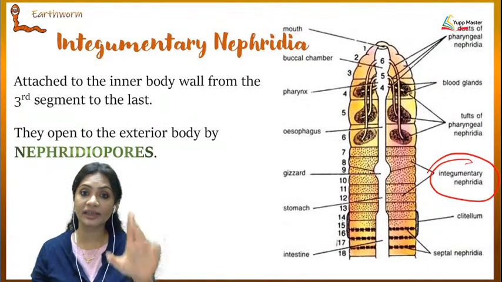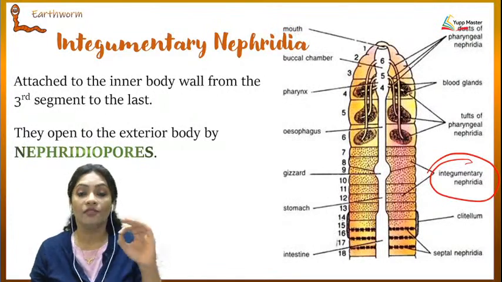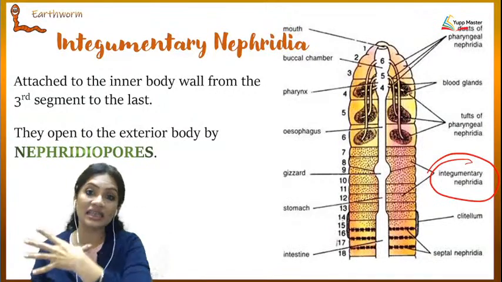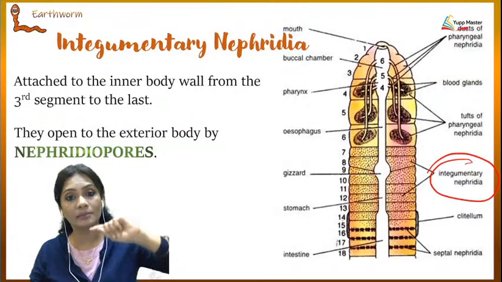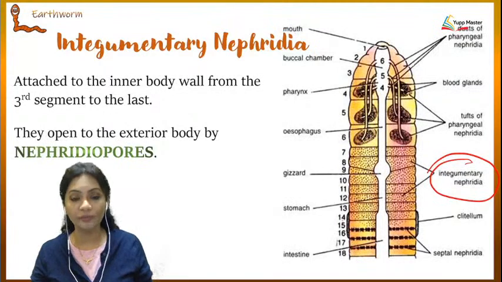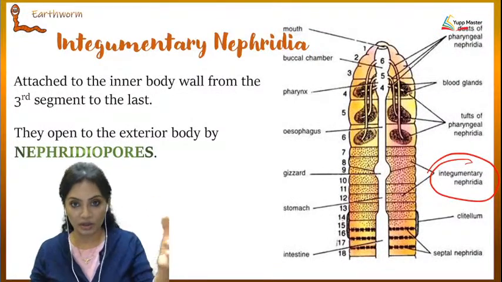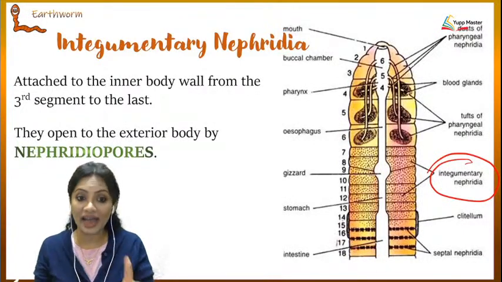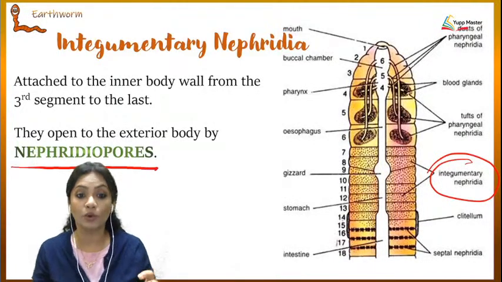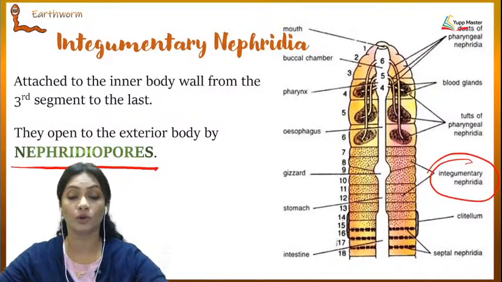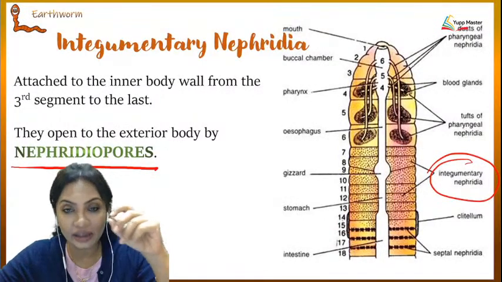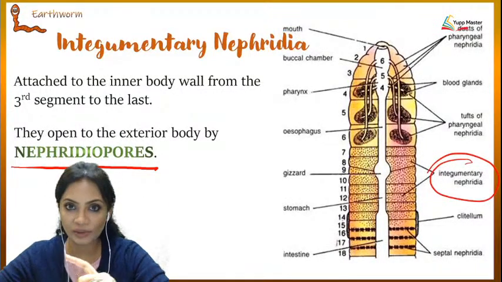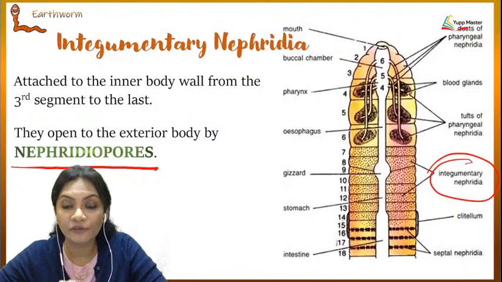Which nephridia are present there? Integumentary nephridia. And these nephridia pour their secretions to the exterior, meaning their secretions are directly removed out of the body of the earthworm. The pores through which that excretion comes out are called nephridiopores. The pores through which the excretory waste comes out from the integumentary nephridia are called nephridiopores.